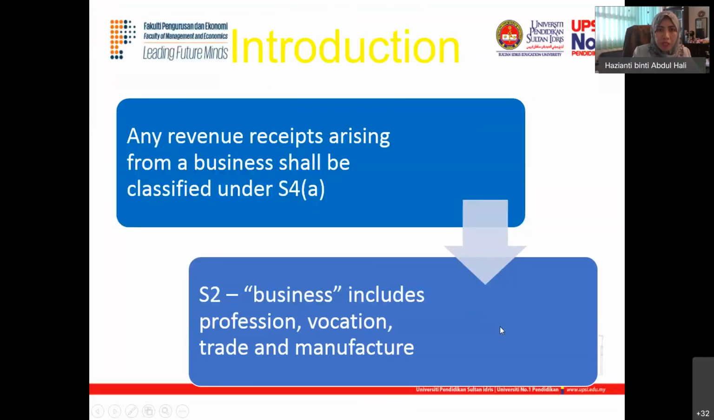All right, so why do we need a business deduction? This is actually to help us compute the adjusted income for business. So we have looked at the definition last week. Any revenue receipt arising from a business shall be classified under section 4A. As I told you before, for this topic, we did look at section 4B until 4F, and then we come back to section 4A, which is business income, right? So we have covered all the non-business income types.